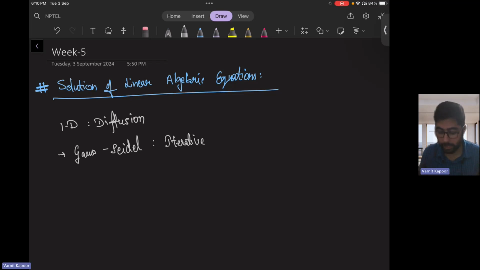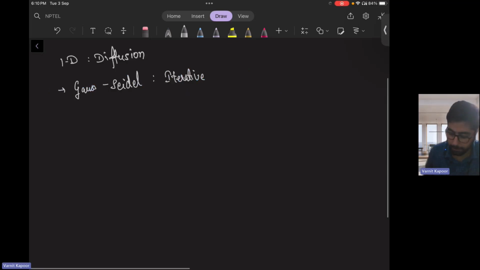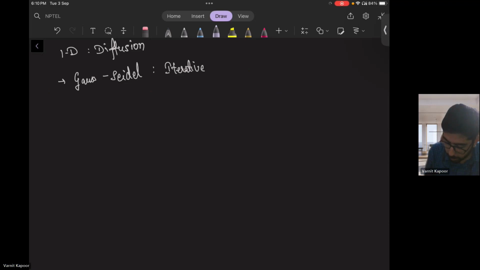But the other method we have to discuss today is the Thomas algorithm, or you can say the tridiagonal matrix algorithm, TDMA. Thomas algorithm, or you can say TDMA.